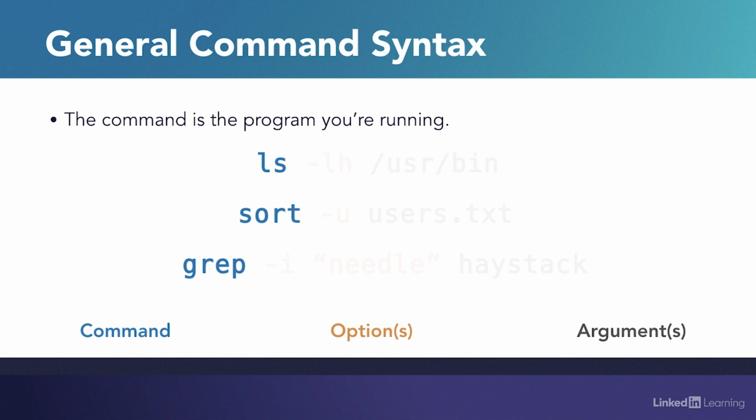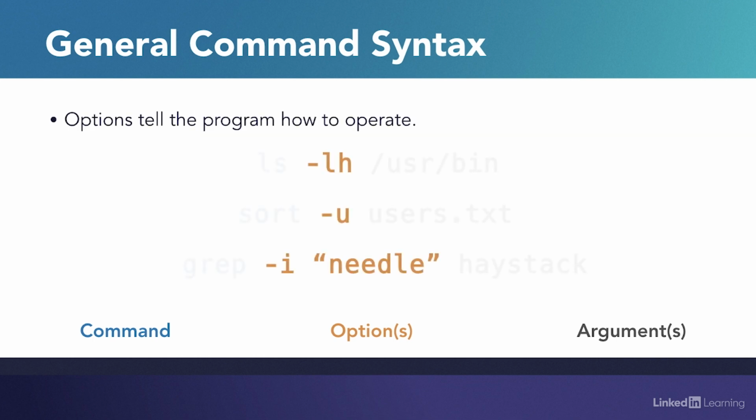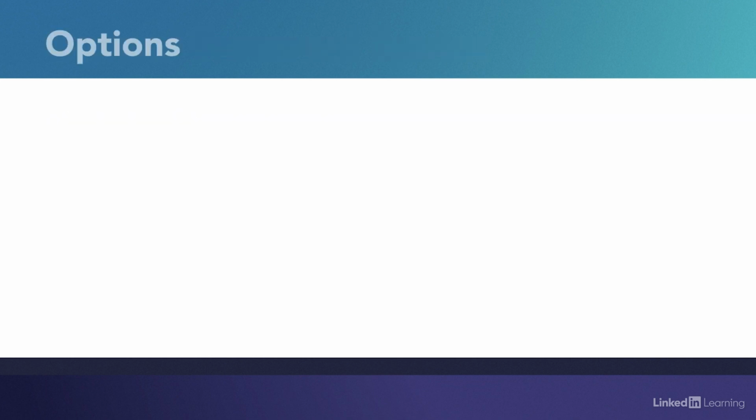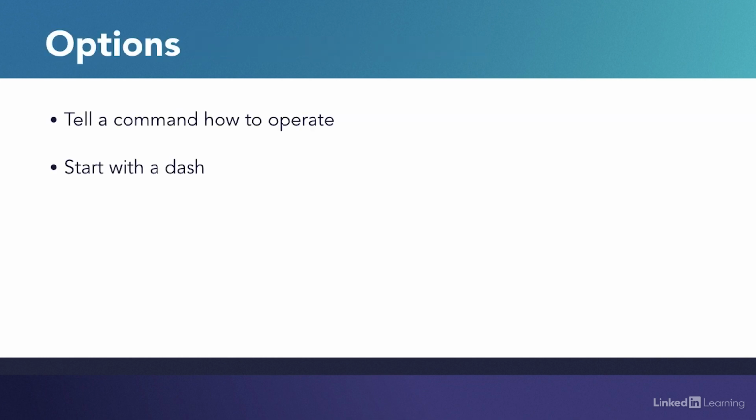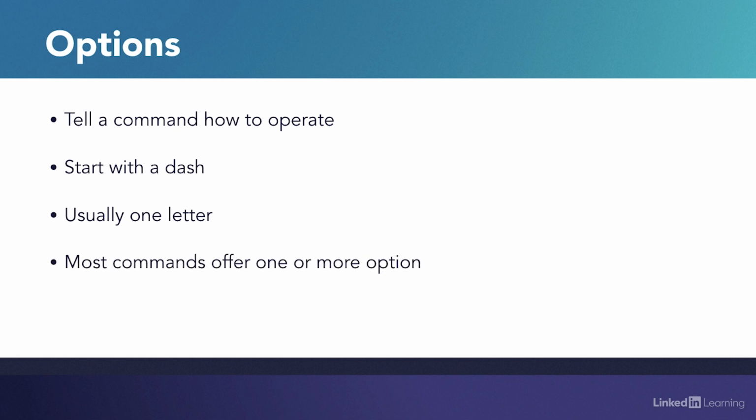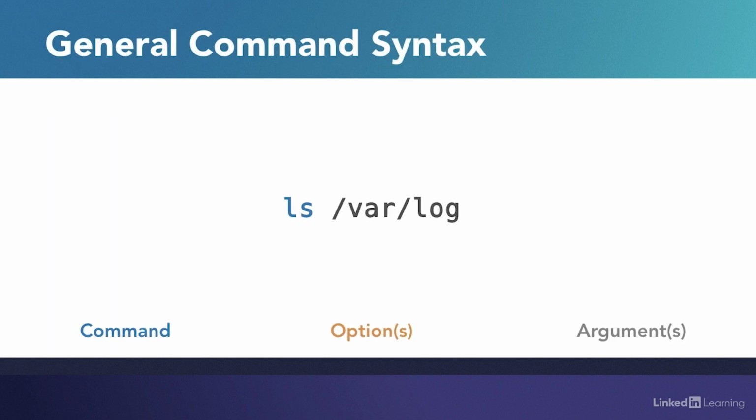Sometimes a command does something just by itself, but other times we'll want to change how a command works or tell it what data to use. The next part of a command line statement, the options, tell the command how to operate, changing the behavior of the command or telling it to perform different actions. Most options start with a dash and are specified by one letter. Most commands offer more than one option, and when you need to use more than one, you can list them individually. For example, I can add an option -l to the ls command, which tells the ls command to show me a long listing of the files in a directory, rather than a shorter one.